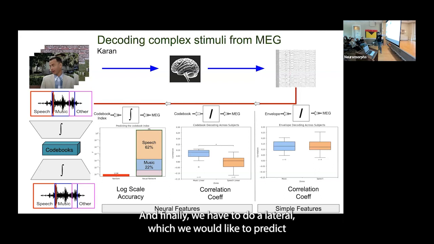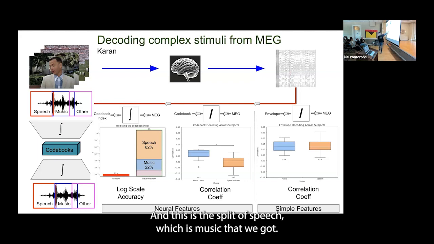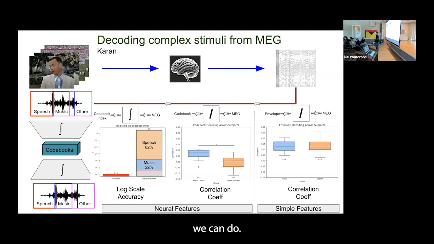And finally, we have the neural network, which we try to predict, where the random accuracy was 1 in 1 million, and we got up to 3%. And this is the split of speech versus music that we got. The idea is to explore it further and see what neural representations we can use and work on.